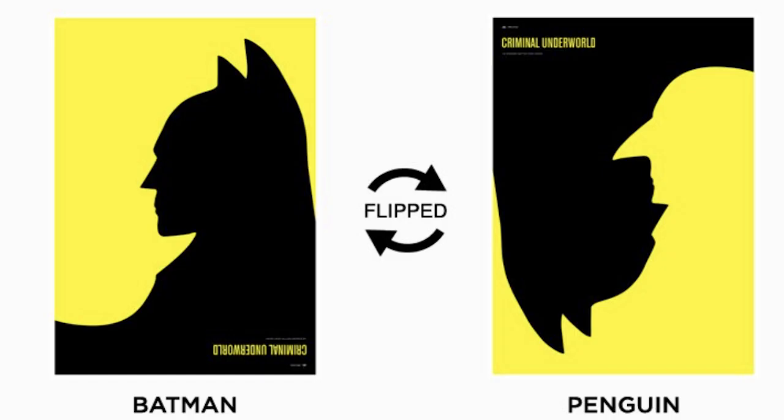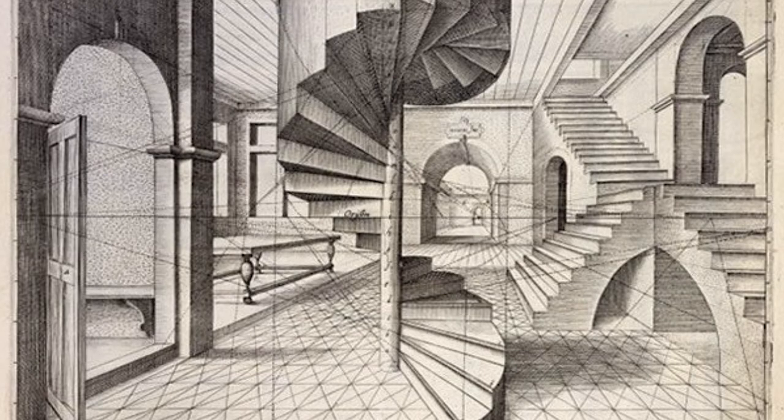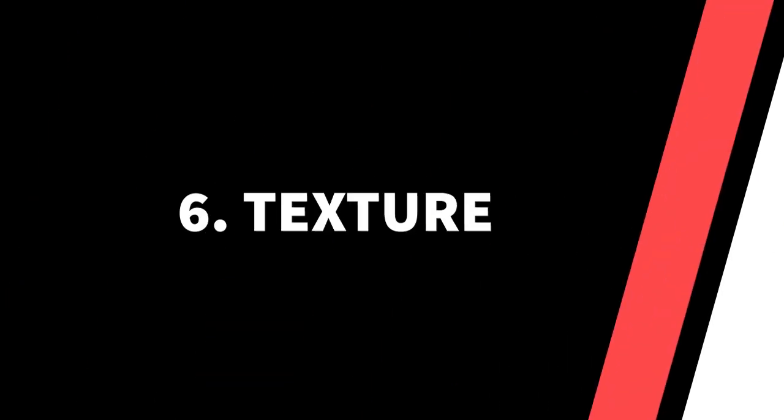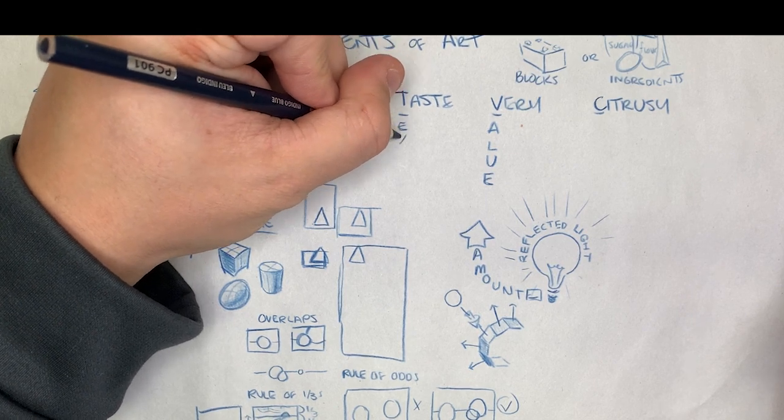Here, the black silhouetted Batman shape is the positive space. The yellow background shape surrounding the positive space is known as the negative space. If you look carefully, the negative space is creatively disguising the penguin in this design. Space is also utilized in perspective drawing. Our 6th element is texture.